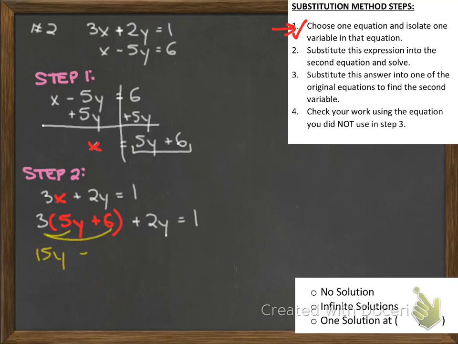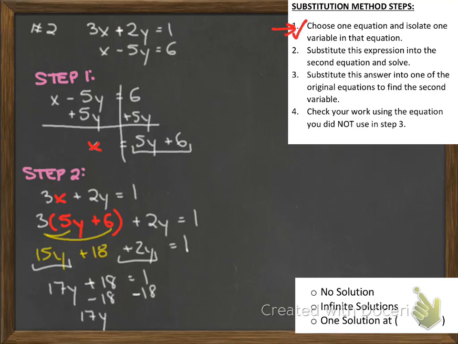I get 15y plus 18 plus 2y equals 1. 15y and 2y are like terms, so we have 17y plus 18 equals 1. We can subtract 18 from both sides. We get 17y equals negative 17. We can divide both sides by 17, and we find out that y equals negative 1. Remember, all of that was just step 2.